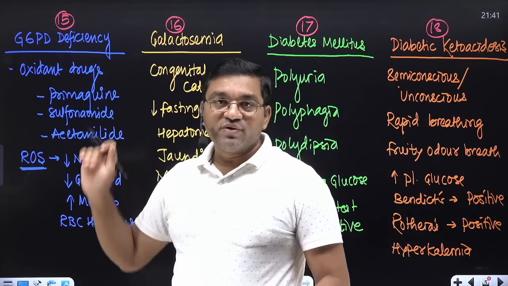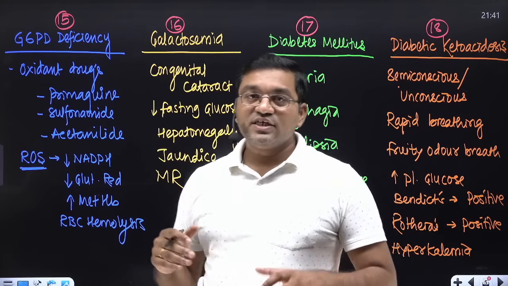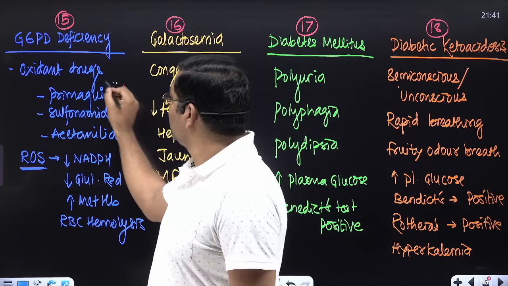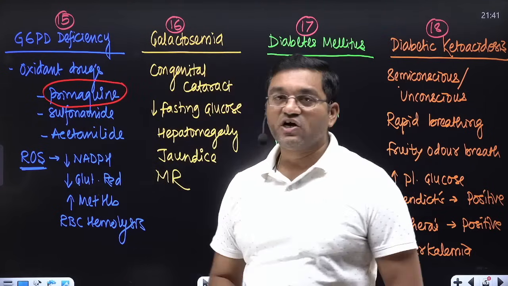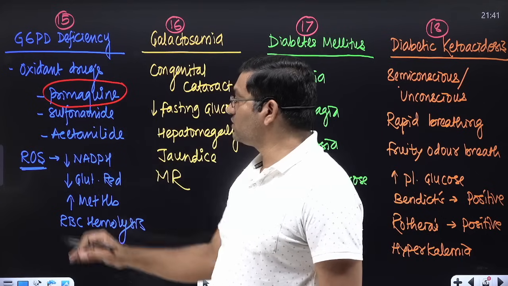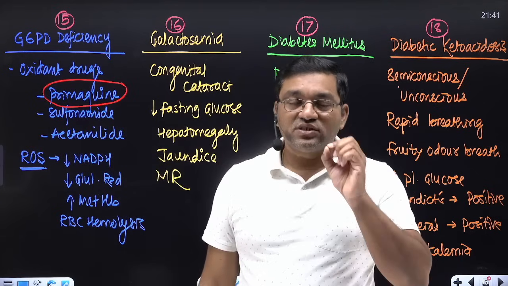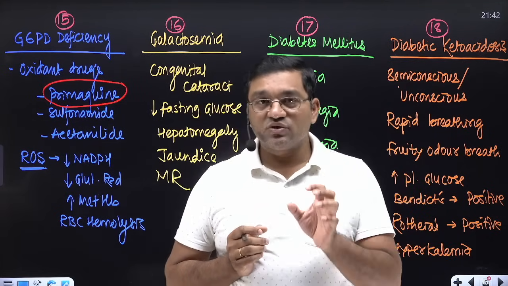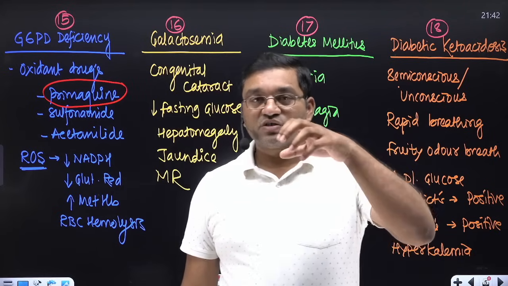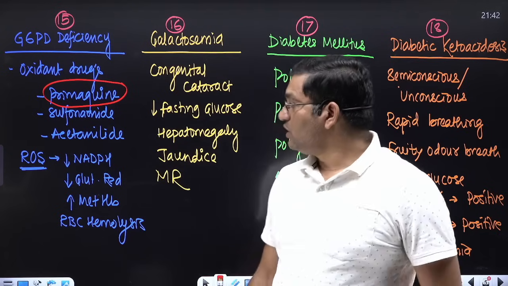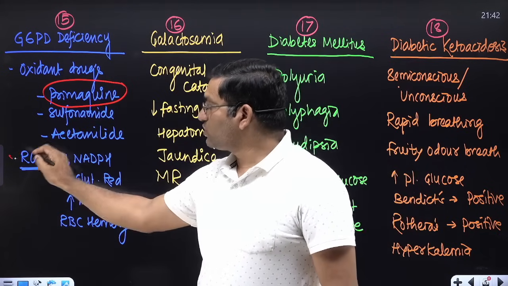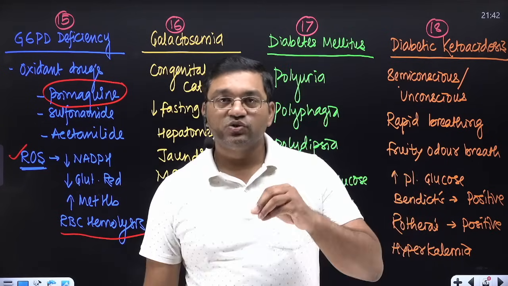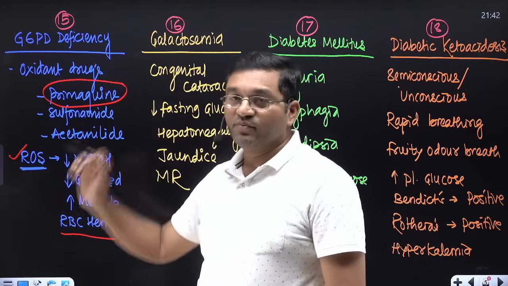Now when it is normal, the patient lives normally, but when exposed to an oxidant drug, for example the anti-malarial drug primaquine, or sulfonamide or acetanilide, these are oxidant drugs. This causes generation of reactive oxygen species, as there is decreased activity of glucose 6 phosphate dehydrogenase. Due to deficiency of this, NADPH production is low, glutathione reductase activity is low, and due to the oxidant drug there is production of reactive oxygen species. It causes RBC hemolysis and jaundice. Unconjugated bilirubin levels are raised in G6PD deficiency.